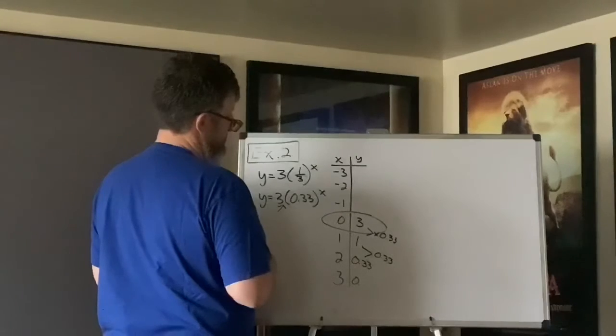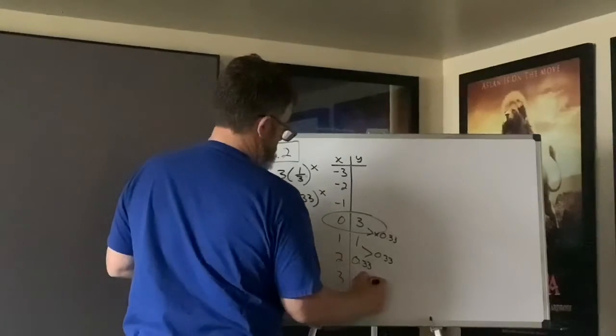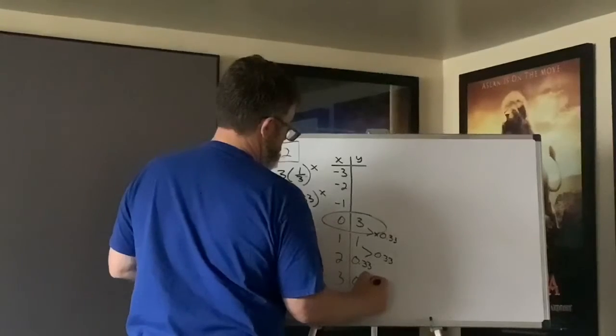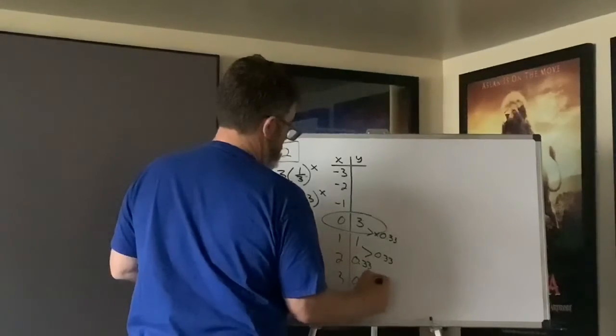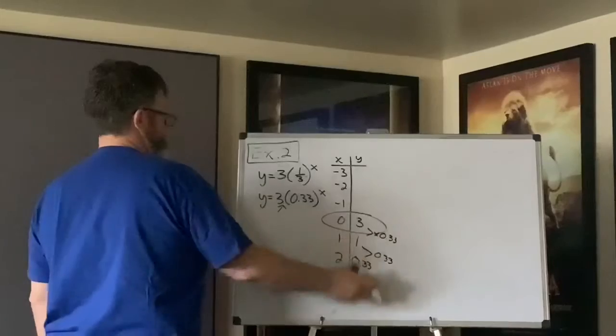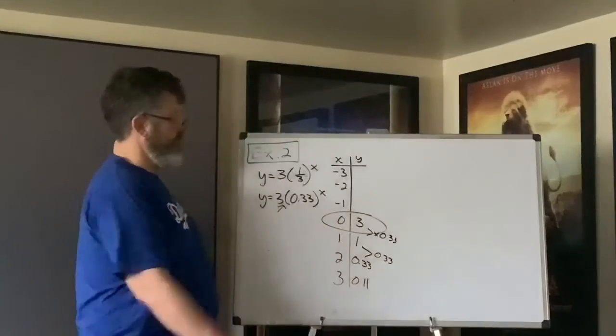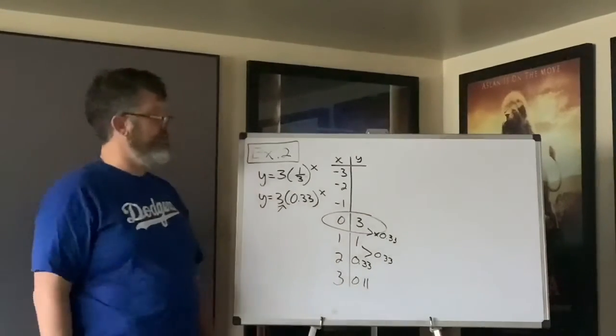0.1089. Yeah, 0.11, which would make sense. That was what dividing by 3 would do. So if you rounded it, if you take the rounding error out, then you're good.